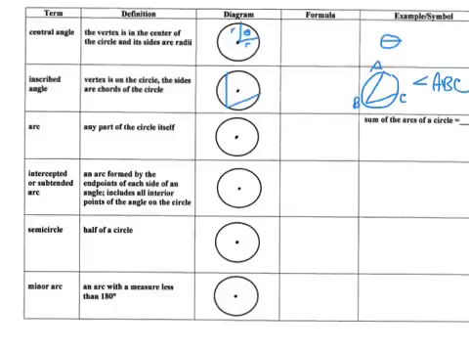Now an arc is probably new for you. An arc is any part of the circle itself. So an arc is the curved area that's part of the circle.